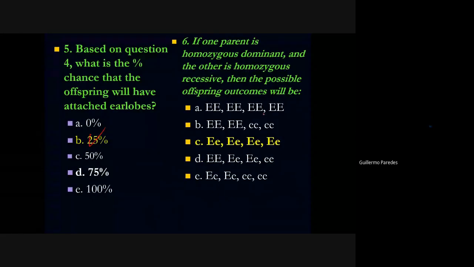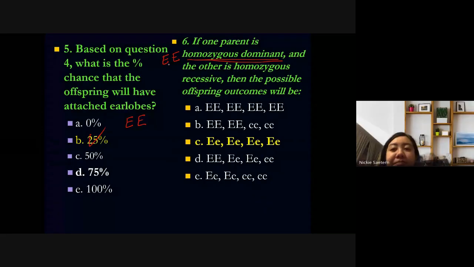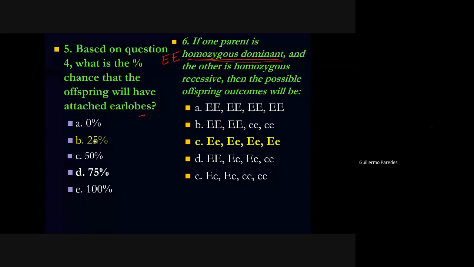25%. One parent is homozygous dominant. We are talking about ears. One parent is homozygous dominant. That means E and E, correct? Yes. And the other is homozygous recessive. That means e and e. Then the possible offspring will be E and e.